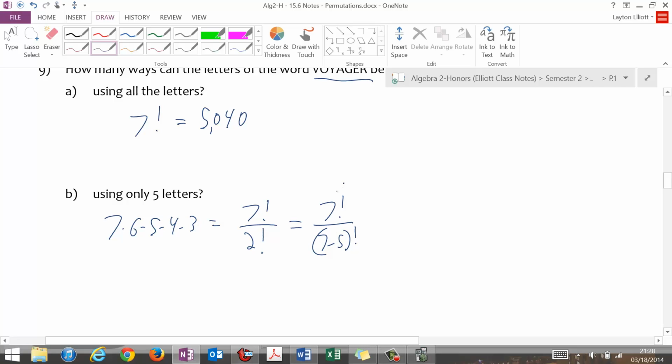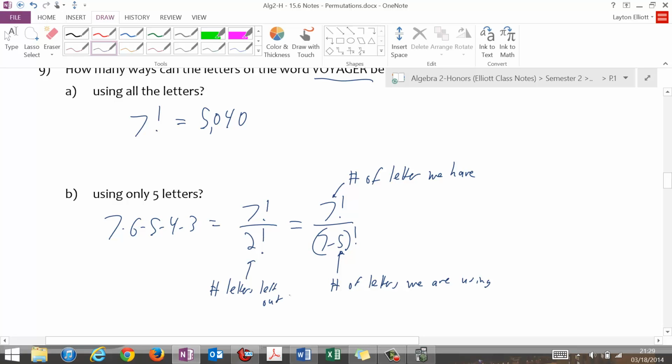Why is that important? Well, this 7 is the number of letters we have, and this 5 is the number of letters we are using, which actually kind of makes this 2 the number of letters left out.